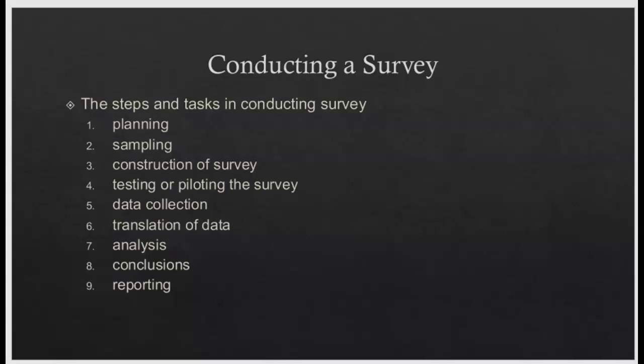Then you send your survey out. The data is collected, that's translated, which basically means that yes, no becomes 0, 1. Anything that can be converted to a number that can be statistically analyzed then would be converted into numbers because statistics uses numbers. You would then conduct your analysis, conclusions, and reporting.